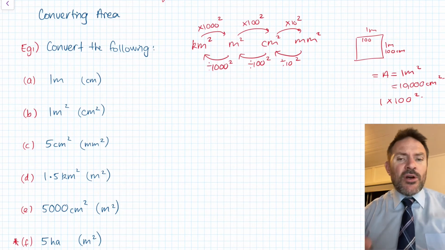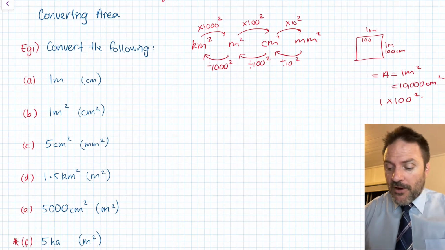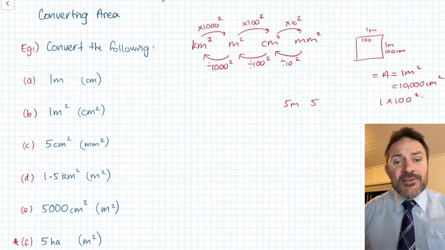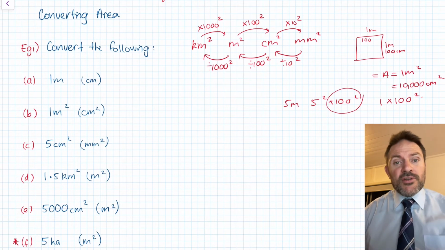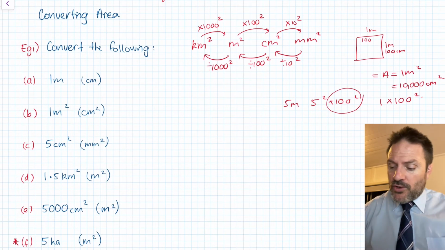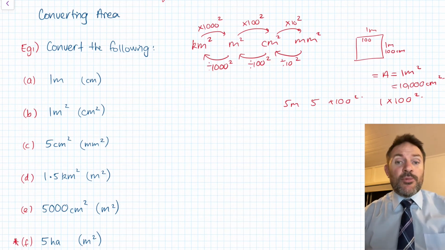Just be careful too, don't square the actual measurement. So for example, if you've got 5 meters to centimeters squared, don't do 5 squared times 100 squared. Be very careful there. It's only your conversion that you're squaring, okay? You're not squaring the actual measurement as well. And that's one of the mistakes a lot of boys make.